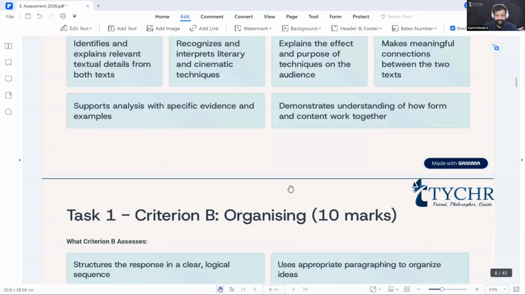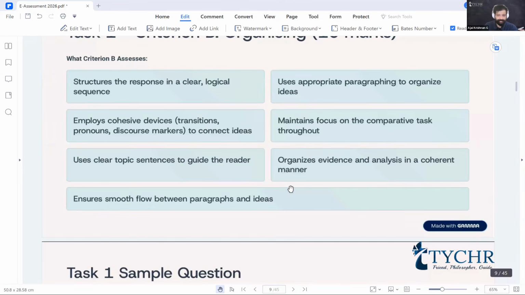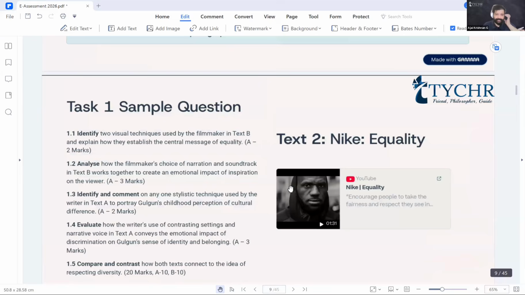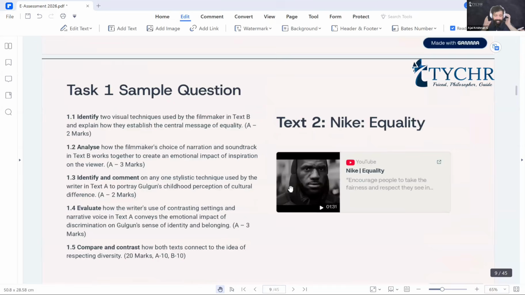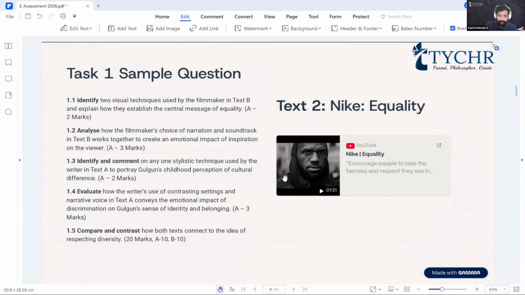You have the organizing criteria, again, 10 marks each for your compare and contrast essay. So I have a couple of sample questions for you and a video for you. Of course, we can't play the video or discuss the text in detail in the class. But if you want to practice this, you can take a screenshot of the screen where we have posted 4 questions for you. There is a video for you. This is the text 2. Text 1 will be the next slide, which you can see in a minute. But you can see the questions here.